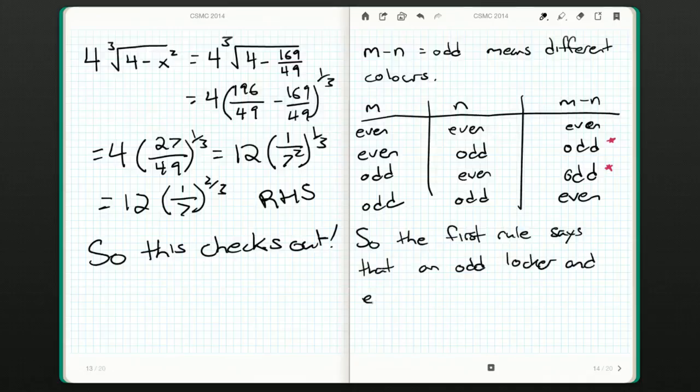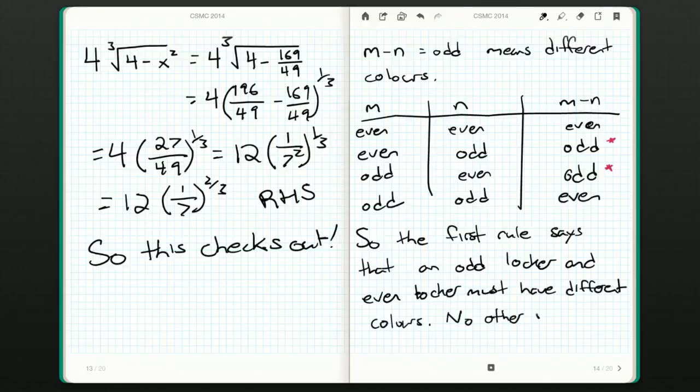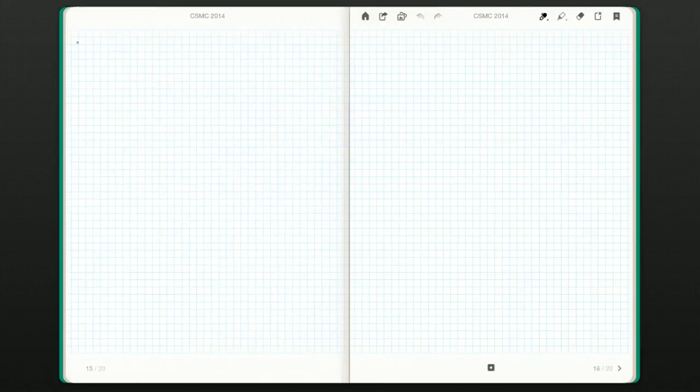So our first rule tells us that an odd locker and an even locker must have different colors. But that's it. As long as it's an odd locker and an even locker, they have to have different colors, nothing else. Even and even lockers, they could be the same, they could be different. Odd and odd, they could be the same, they could be different.